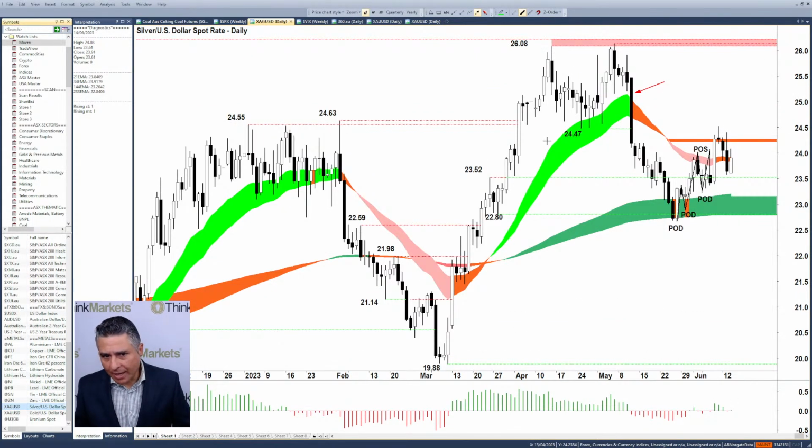Silver has done better, but I don't think it's shooting the lights out either. So I would suggest neutral at best on silver for now. Okay, I know there are plenty of silver bulls out there.